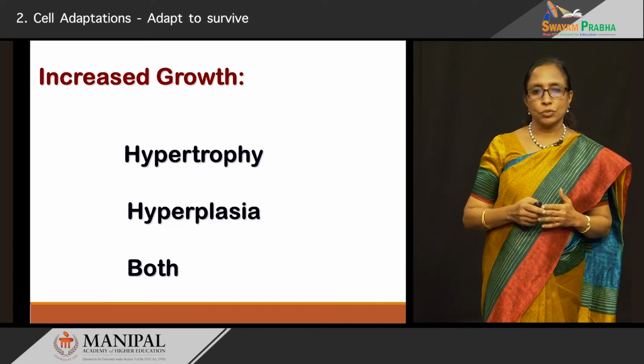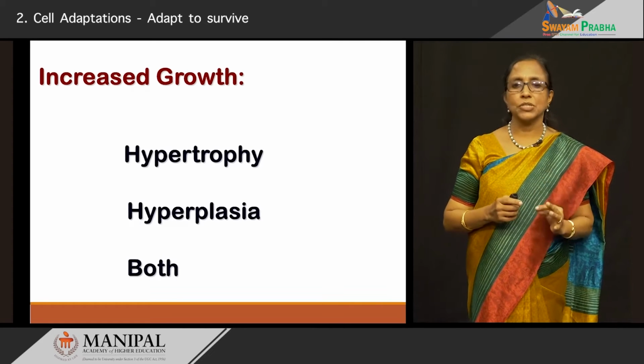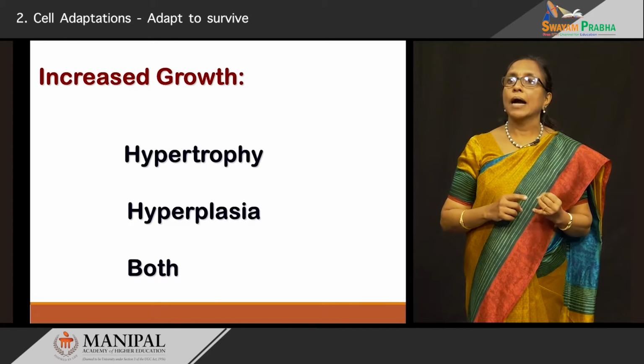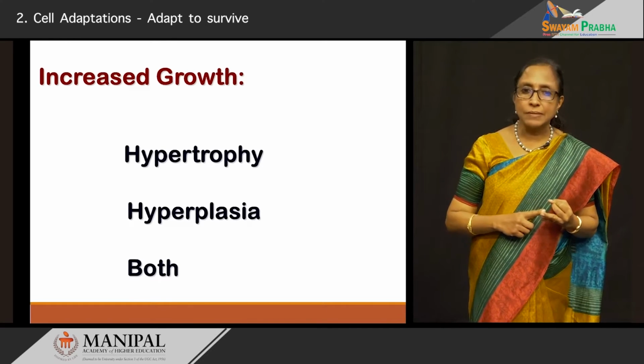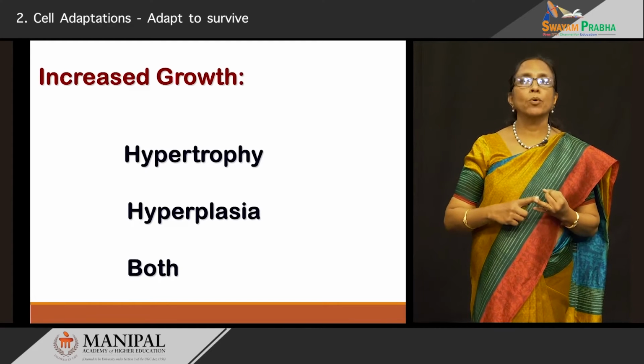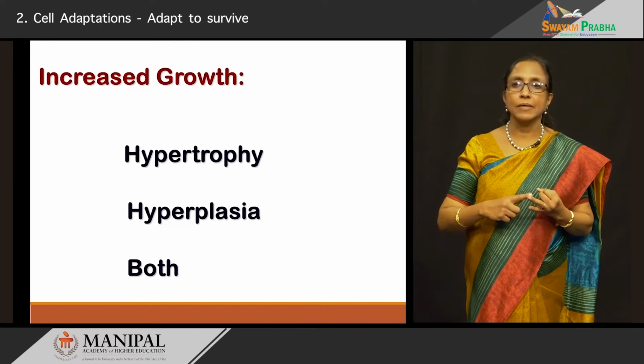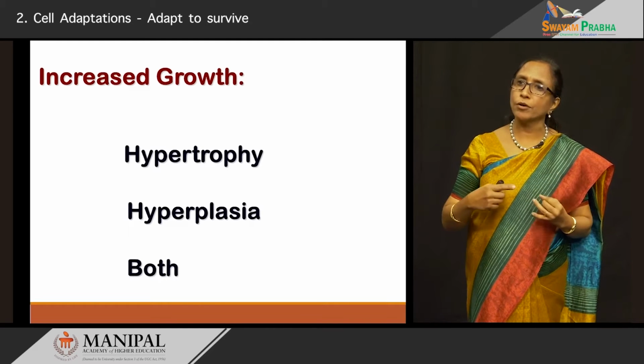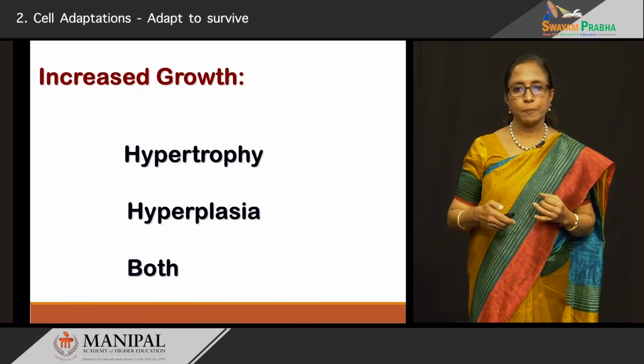In increased growth, which are the main adaptations that occur? We are going to call them three. They are hypertrophy, hyperplasia, or situations where both hypertrophy and hyperplasia occur together. So, we will look at each one of them individually.